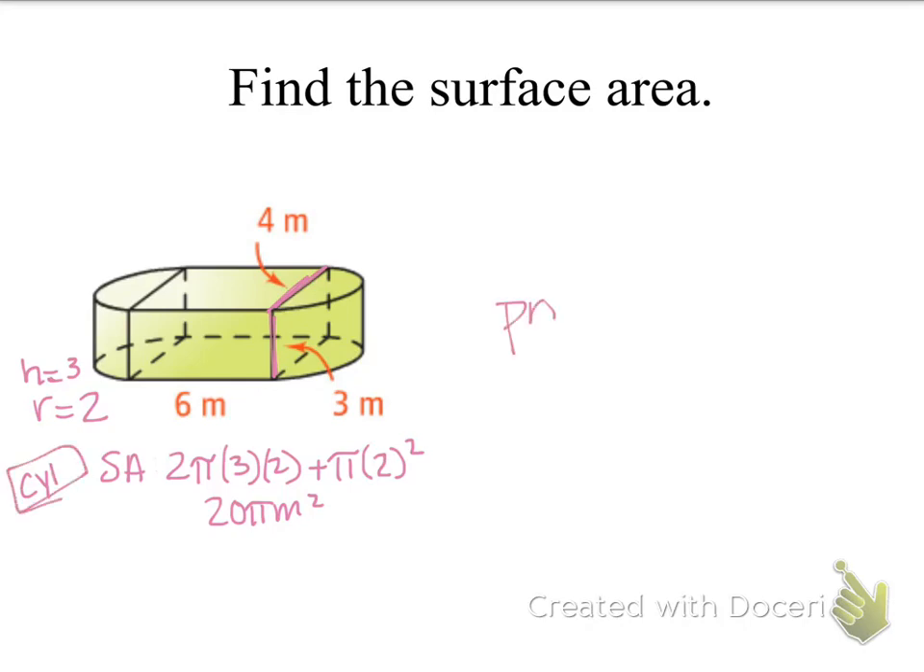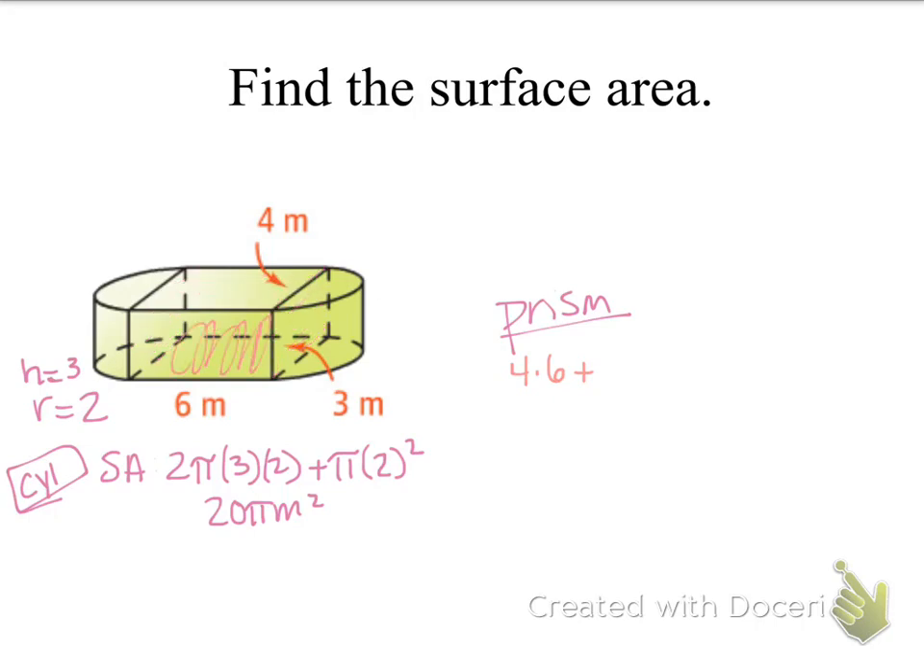Now we've got to do the prism. But with this prism, I don't want to include this face and this face because it's on the inside. So I'm going to have to do it all by hand. So if I do the area of this top one first, I've got a 4, and I know this is also 6, so 4 times 6.